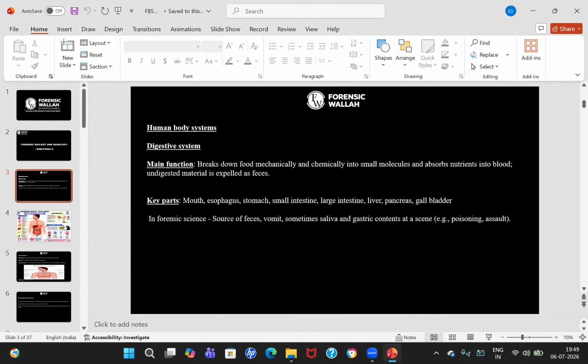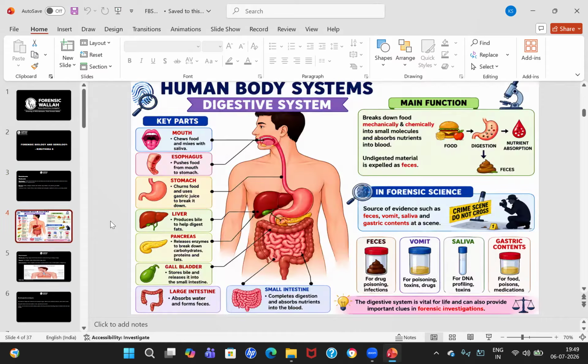In respect to forensic science, fecal matter, vomit, saliva, and gastric contents are the important biological evidences which we encounter at a crime scene. Especially in poisoning cases or assault cases, these are biological evidences that you encounter very frequently. Now you can see the image of the digestive system of a human body. Your mouth chews the food and mixes it with saliva. Your esophagus pushes the food from the mouth to the stomach, and the stomach produces HCl, hydrochloric acid.